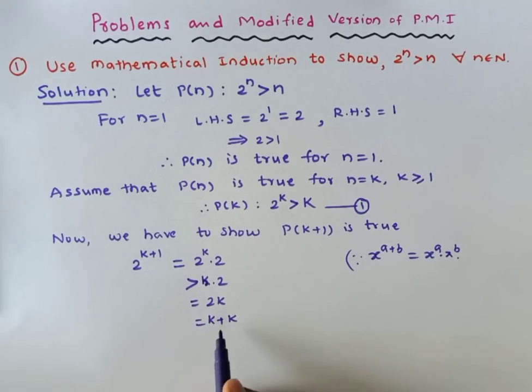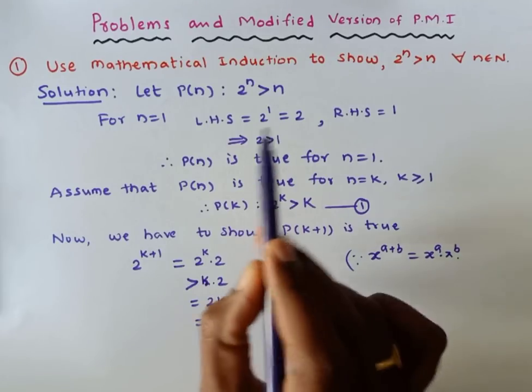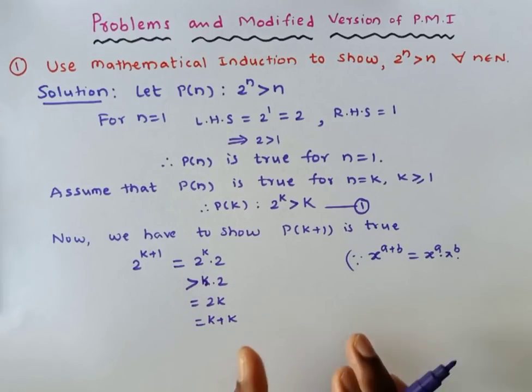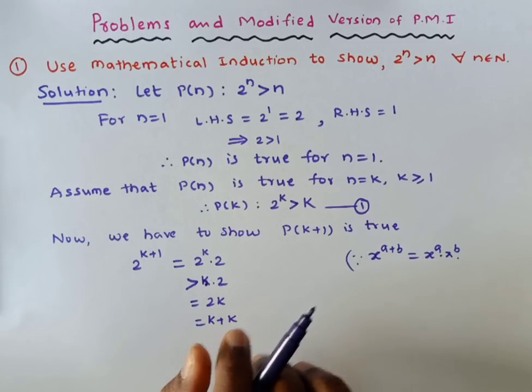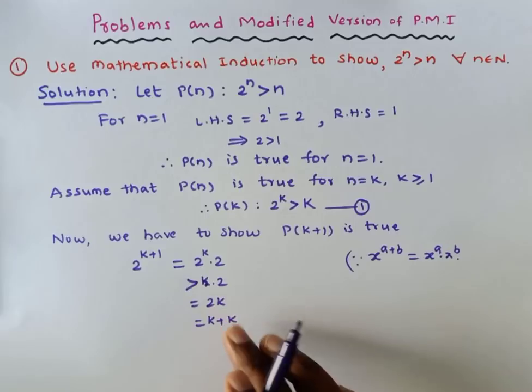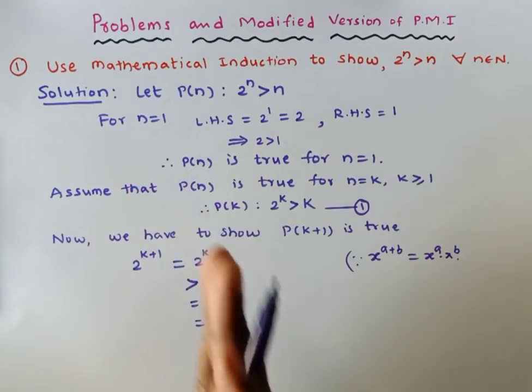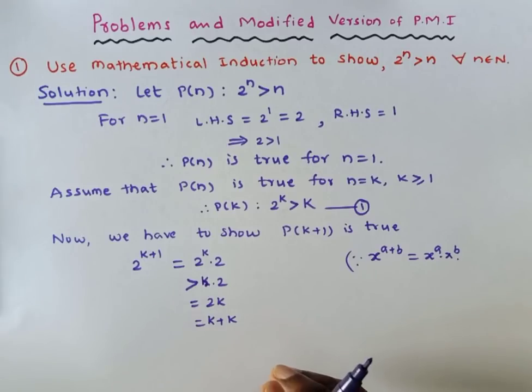Okay, now see here k plus k is there. But what we have to show? We need to show this 2 to the power of k plus 1 is greater than k plus 1. So you just need to show it is more than k plus 1. That's it. If it is an equality, there is a problem. Inequality simply means the value of this 2 to the power of k plus 1 is greater than k plus 1, that is enough.